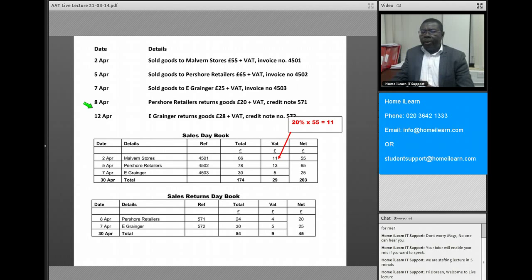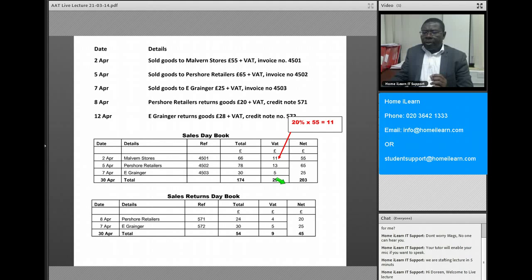At the end of the period, which is the end of the month, we will close up the book by doing a total of the net column, a total of the VAT column, and a total of the total column. Now, please note that when we add the net to the VAT, that gives us the total. The net represents our sales, our revenue before VAT.